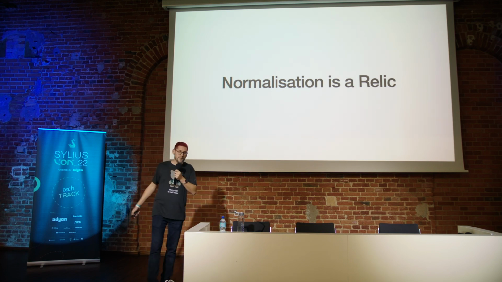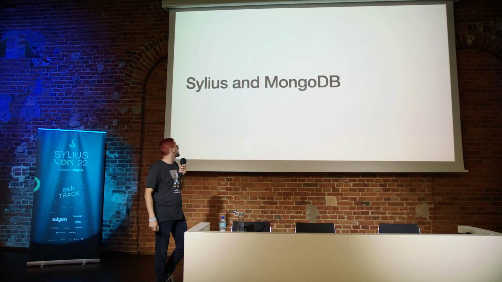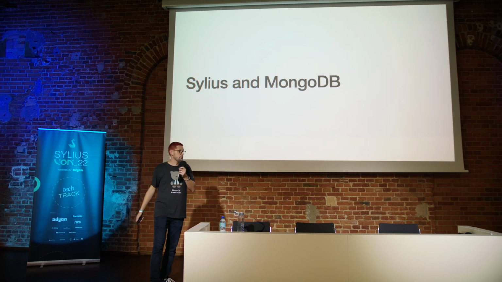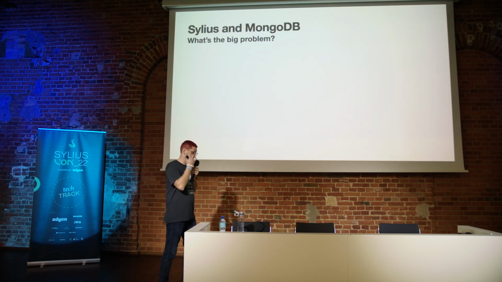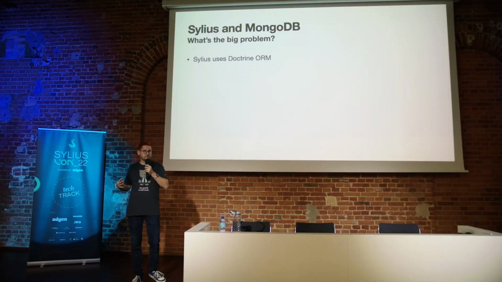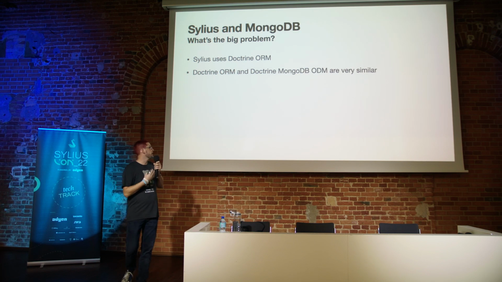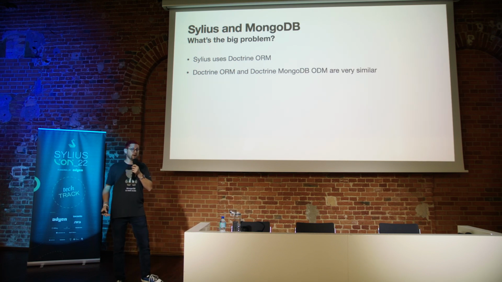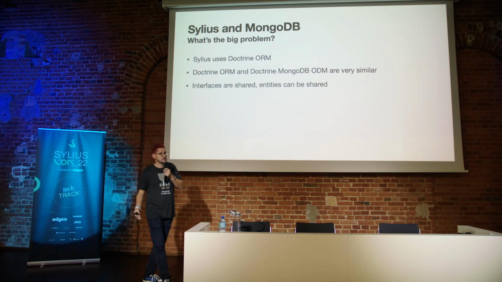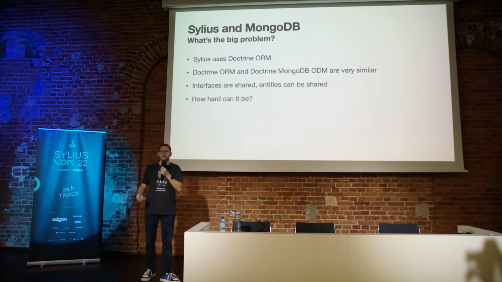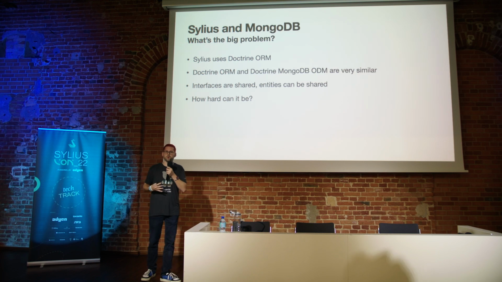All right, but I'm not here to talk about normalization. I'm here to talk about Sylius and MongoDB. So let's talk about that. What's the actual problem with Sylius and MongoDB? I mean, Sylius uses the Doctrine ORM, which is great. We know that the Doctrine ORM and MongoDB ODM are very similar. They share interfaces. We can reuse the entities. So, I mean, how hard could it be to get Sylius to support MongoDB?